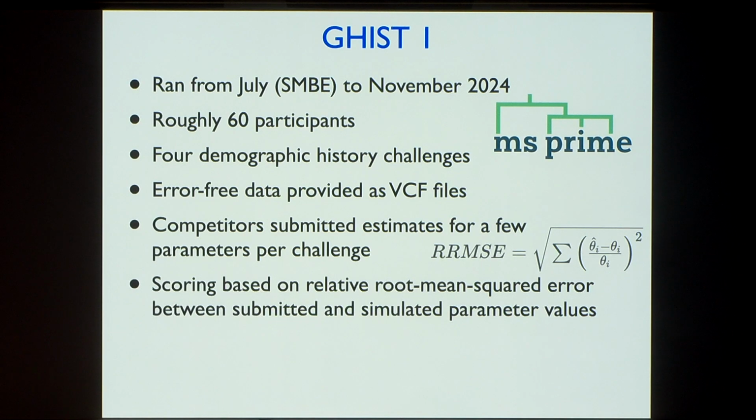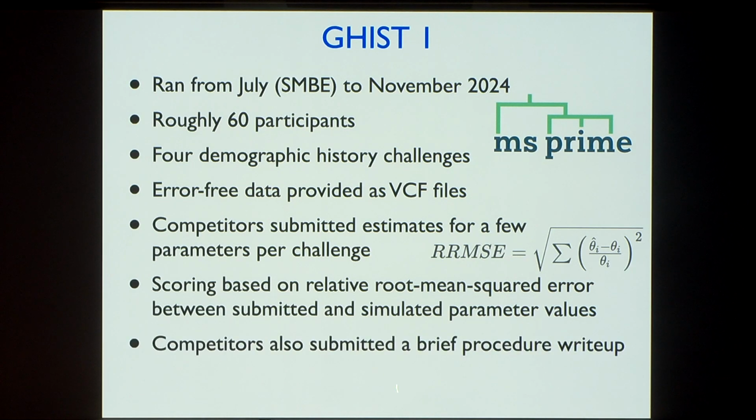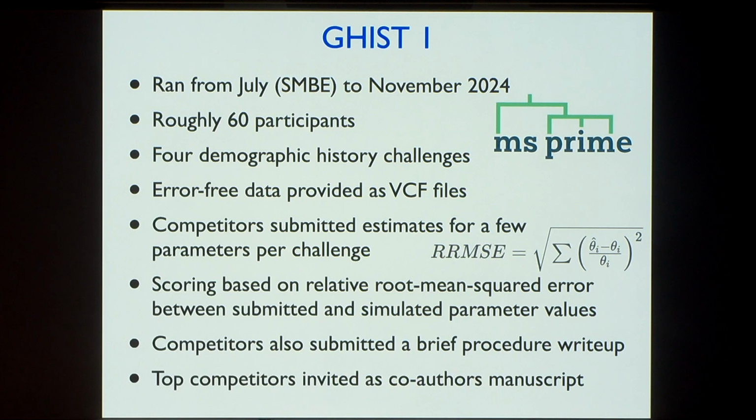But given that very simple input that we asked the competitors to give us, we had a very simple scoring metric, which was just a relative root mean squared error between the values that the competitor submitted and the actual true simulated values. And this showed up on a leaderboard. And I think that's an important aspect to keep people motivated to see, okay, how well did I do in my last submission? We also asked competitors to submit a brief write-up of their procedures so we could understand what people were doing, and there were some really interesting stories there. And the carrot for this year was that all the top competitors are being invited as co-authors on the manuscript describing the work.